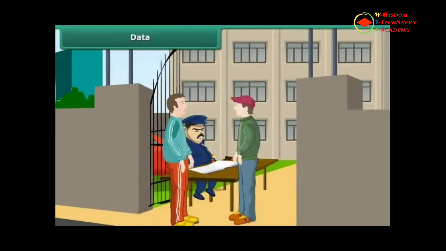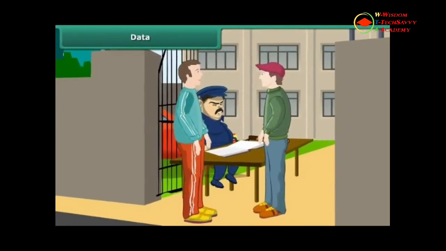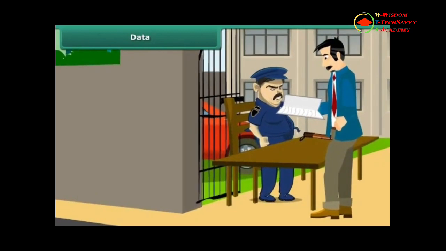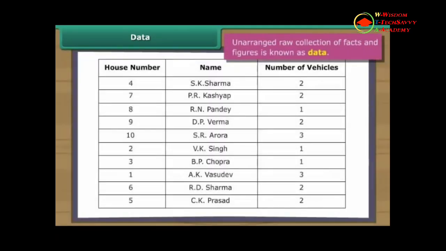For this purpose, it has asked the residents to provide details of their vehicles to the security guard at the entrance gate. A week later, the president looks at the register. Let us see the details provided by the residents of the locality. Such unarranged raw collection of facts and figures is known as data.